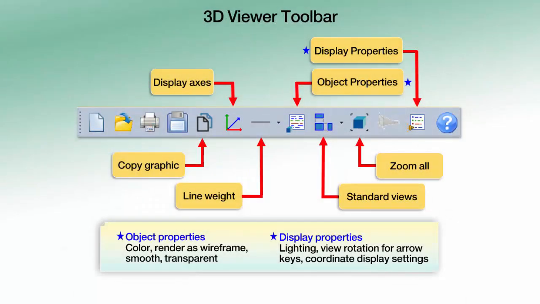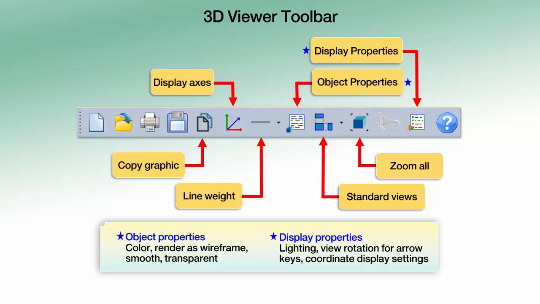So let's talk about other functions. There's the function to allow us to copy the graphic part of the window if we want to include it in a document, for example. Displaying the axes, changing the line weight of line graphics that are part of the display, the actual render properties, standard views, like if we want to look at it from a specific direction, one of the primary directions or an isometric, for example. Zoom to encompass all the objects. Basically, if we've zoomed in or out, this lets us put everything back into view.